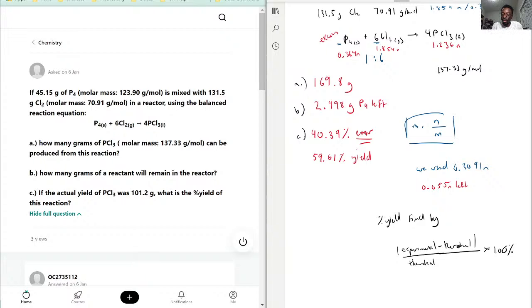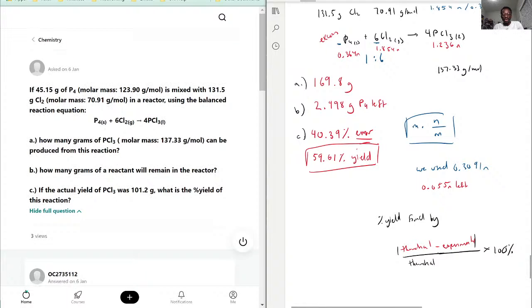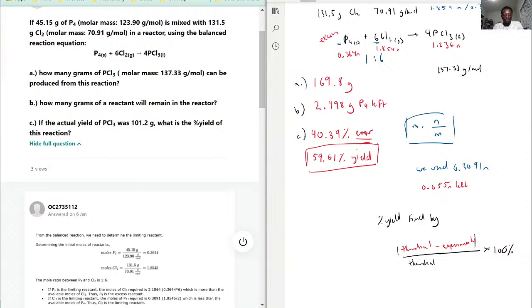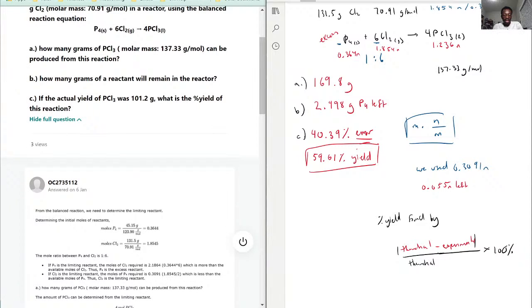So percent yield is found by experimental, well, it's going to be theoretical then minus experimental. So let's flip these around. Minus experimental. So that is what we're going to have for C. So just to make sure, this is going to be the yield. The one above was the error, because that's how much room there was in terms of what we had gotten wrong. So let's see how we did here.